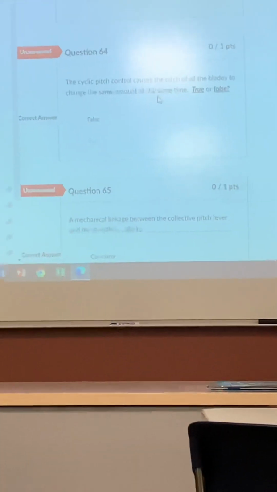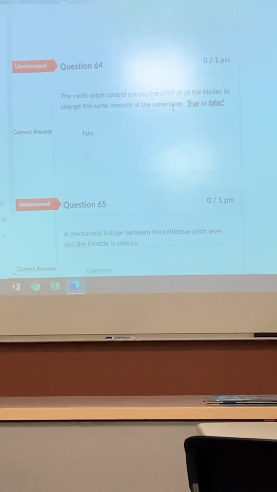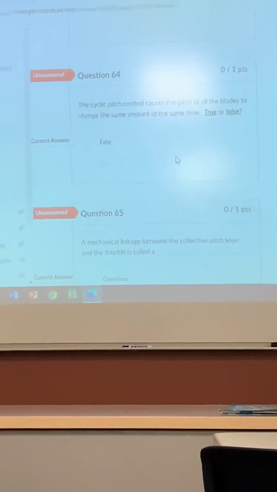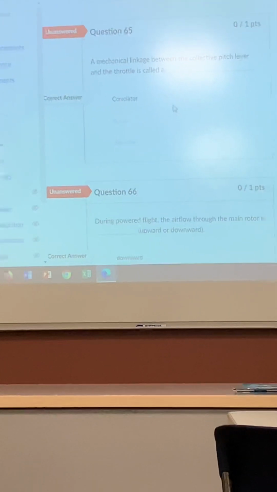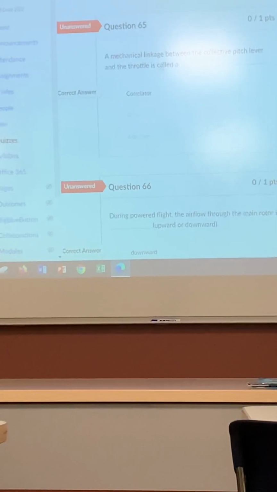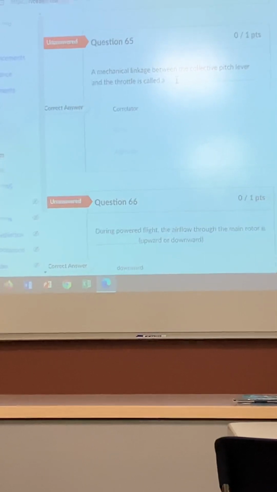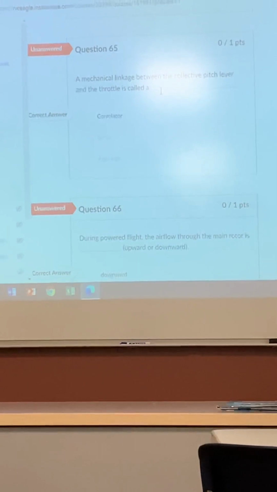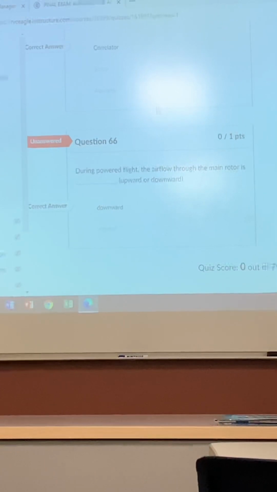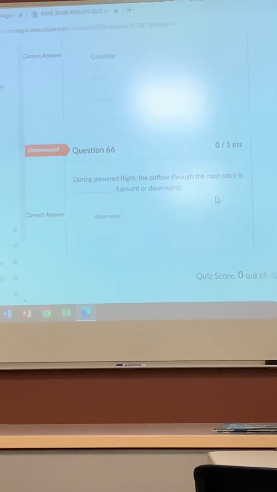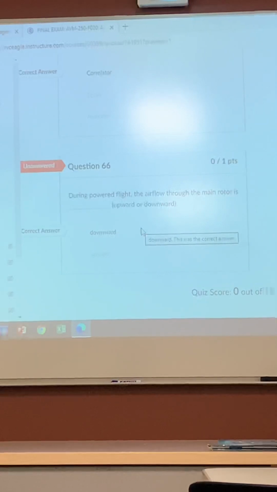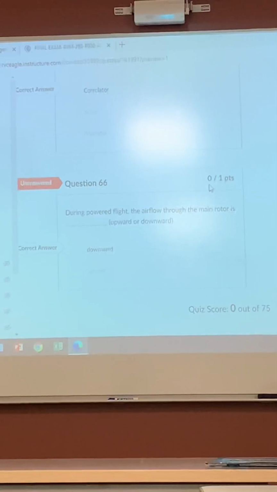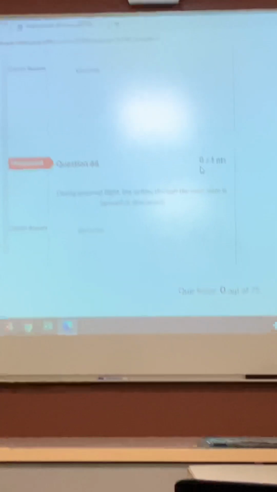The cyclic pitch control causes the pitch of all the blades to change the same amount at the same time. It is false. Mechanical linkage between the collective pitch lever and the throttle is called a correlator. Last question. During powered flight, the airflow through the main rotor is downward. That's it.